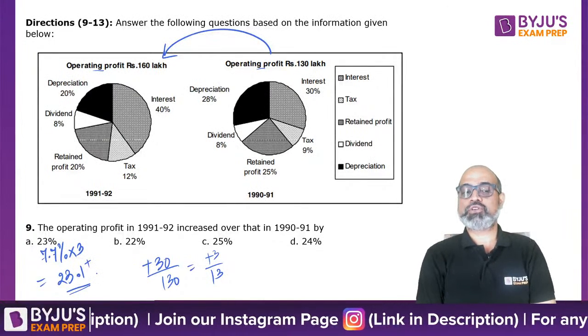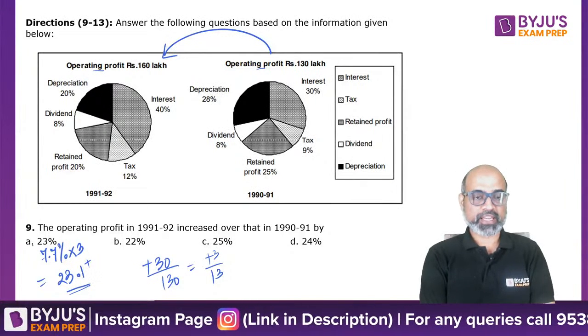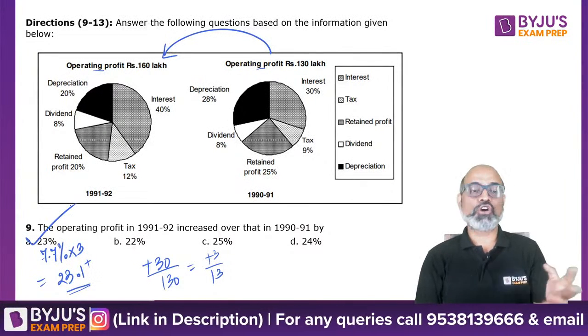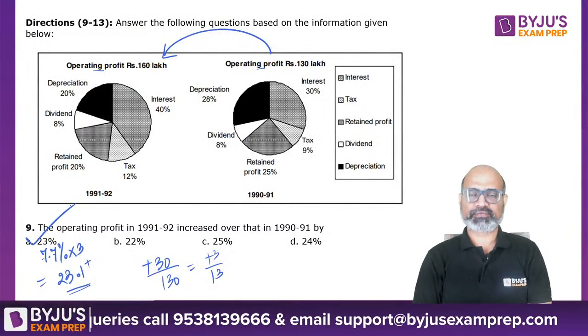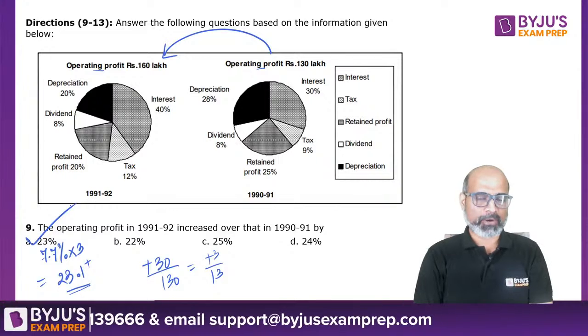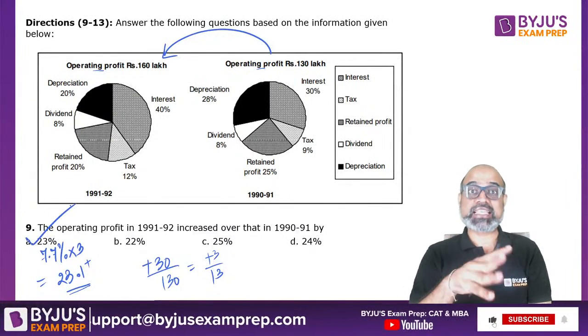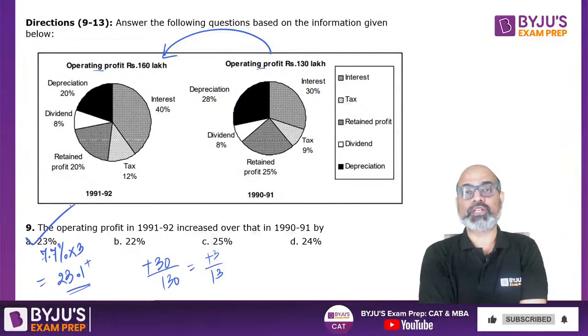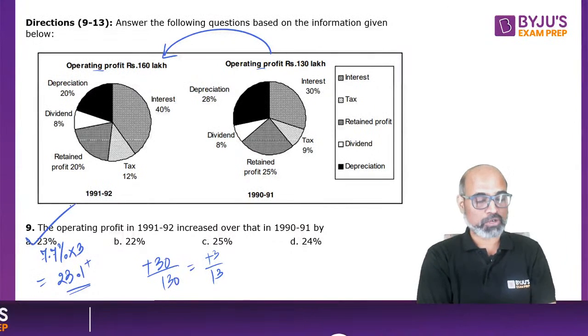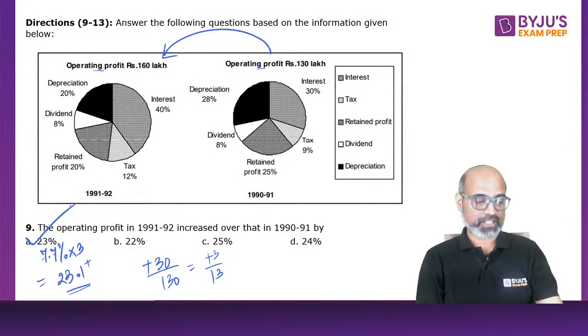Which option is the closest? Option A. It's not going to cross 23.5. Or will it? It won't. Because the actual percentage of 1 by 13 is 7.69. It's not even 7.7. We are taking 7.7, so that's why 23.1 is coming. So it's going to be closest to 23%.